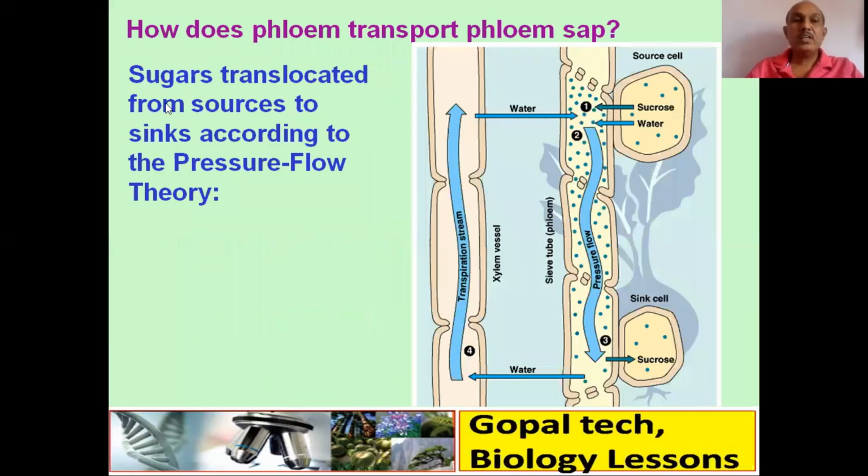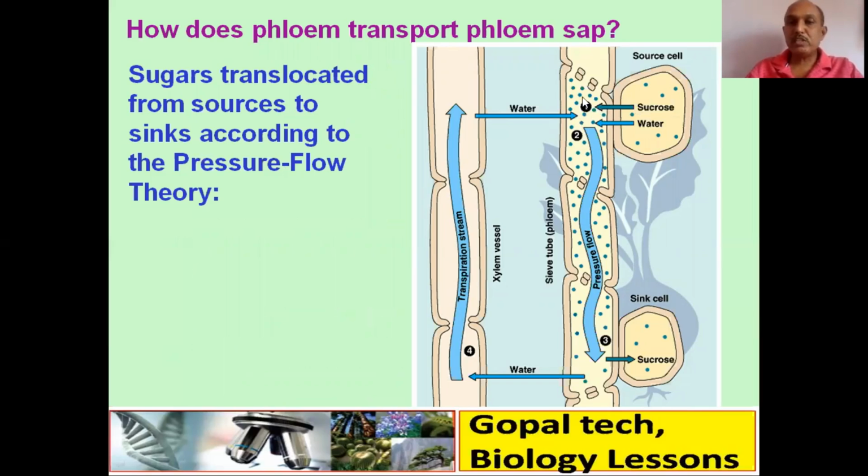Here you can see the sugar translocated from the source to sink according to the pressure flow theory. So here you can see a source cell, where sugar is converted into the form of sucrose, and the water in the leaves will move into the phloem, and because of the sugar, the water will be drawn from the xylem.